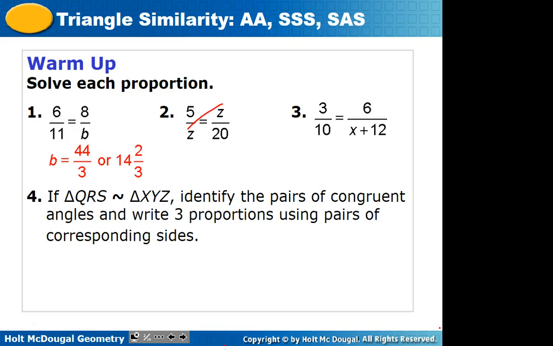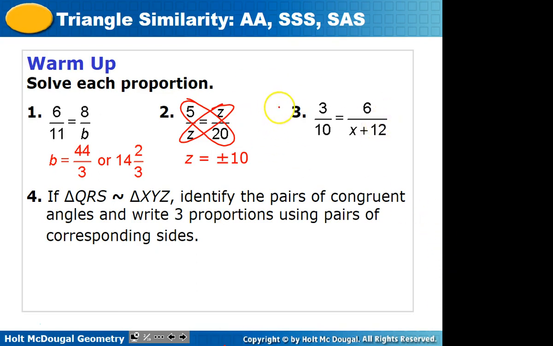Here, again, we've got z times z, and that equals 100. That would be z squared equals 100. And so we would take the square root of z squared and the square root of 100. That would give us plus or minus 10.